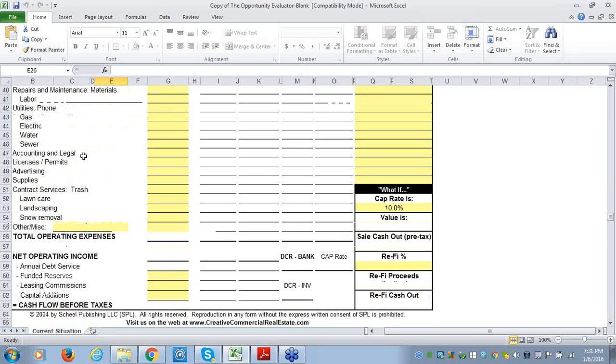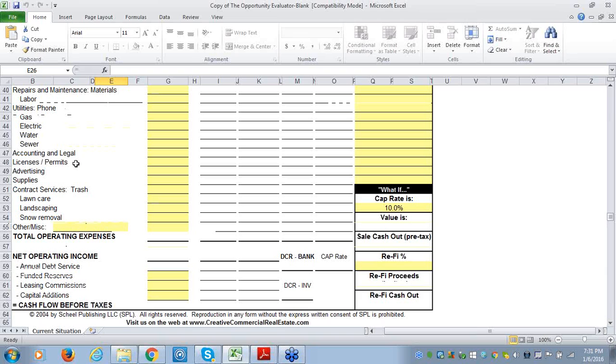But here's some other ones. What about accounting and legal? Every year you've got to pay someone to prepare taxes for you, at least most people do. And when you buy rental properties in an LLC, the effort to prepare your taxes is going to grow as your investors grow. So you want to account for these expenses, okay?